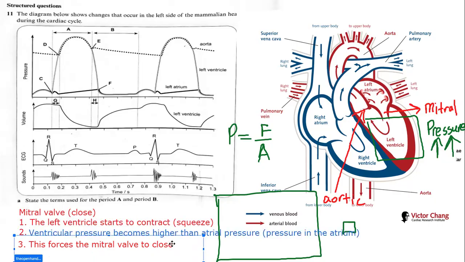So what does that mean? This is going to be number 4. Number 4 says that blood, therefore, cannot flow back to the atrium. Okay, so that's what's happening here.